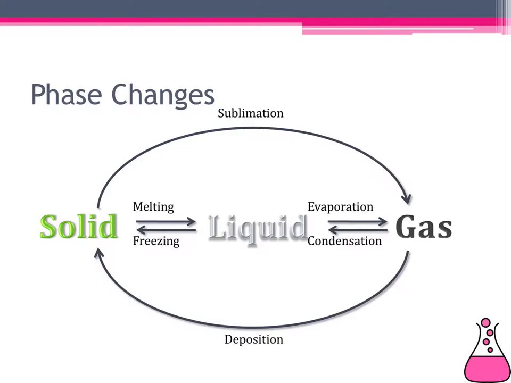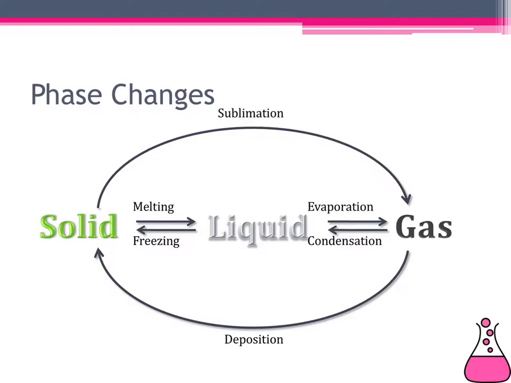Gas to liquid, in the opposite direction, is called condensation. Liquid to solid is called freezing. Then solid directly to a gas, meaning no liquid phase, is called sublimation. Like we know carbon dioxide, that dry ice, that solid carbon dioxide, undergoes sublimation. We don't have any liquid phase happening there. And then in the opposite direction, that's called deposition.